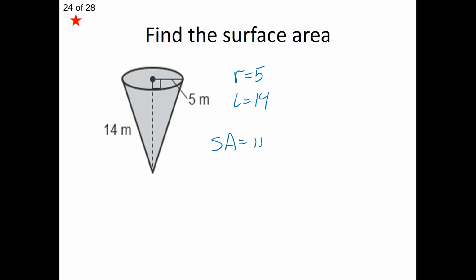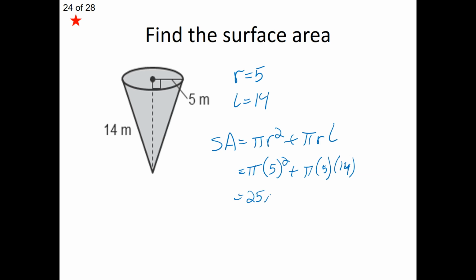So the surface area is pi r squared, that's the area of my base, plus pi r L, that's the area of the slant, or the area of that curved lateral part of our cone. So let's go ahead and plug in what we have here. It's pi times 5 squared plus pi times 5 times 14. If we simplify each of those parts, 5 squared is 25. Over here, we end up with 70 pi.